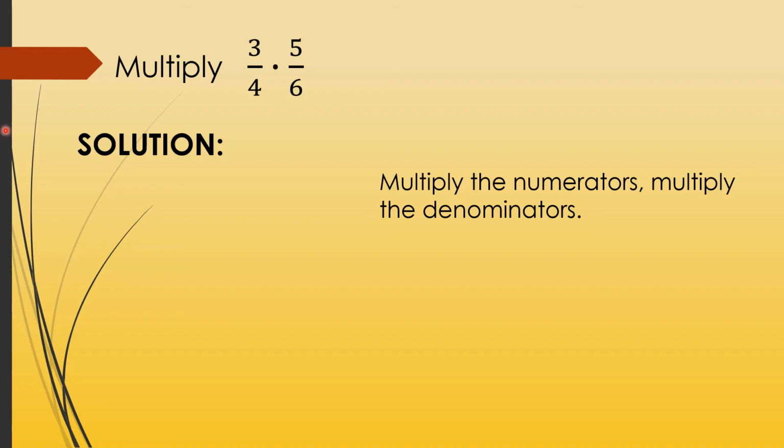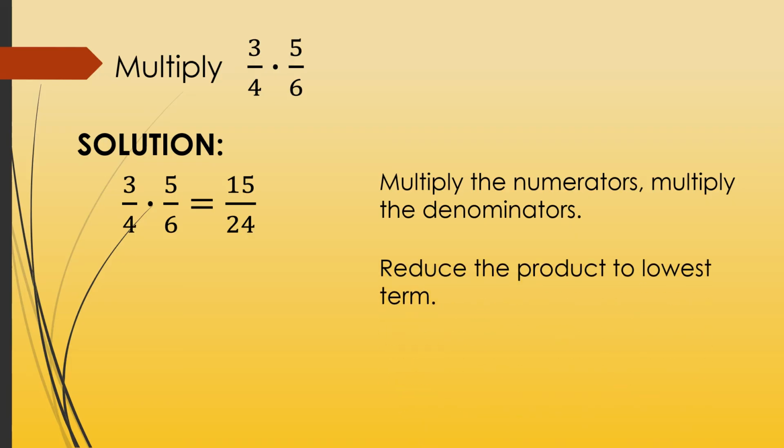So let's have the example, multiply 3/4 and 5 over 6, or 3 over 4 times 5 over 6. Again, the rule is to multiply the numerator and then multiply the denominator. So let's have our solution. Okay, let us now multiply the numerators and then the denominators. So 3 times 5 is equal to 15, and then 4 times 6 is equal to 24. So, since kayang i-divide ang 15 at 24, we have to reduce the product to lowest term. So, let us divide 15 and 24 by 3.